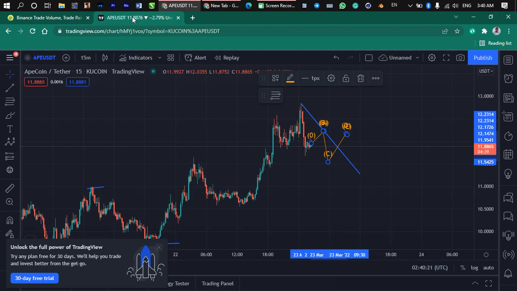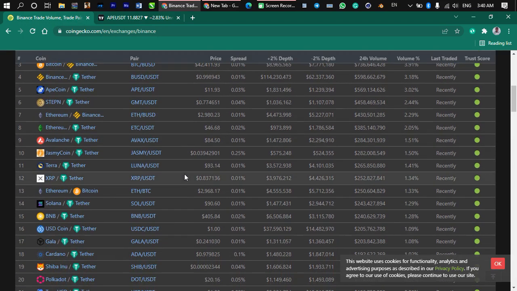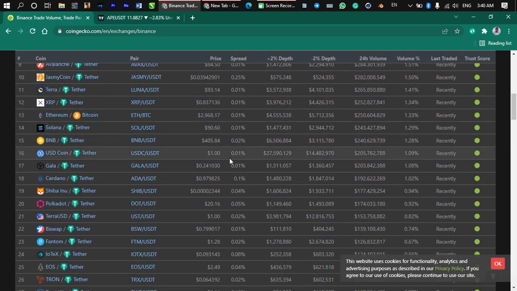So let's do it for one other coin. So I'm going to do that for another coin. This GMT is a common coin. Jasmine coin is not usually common except it wants to moon. Yeah, let me look for a new coin.